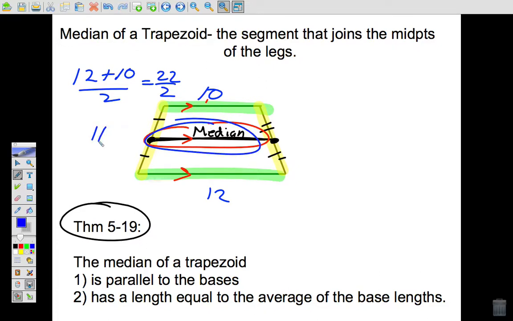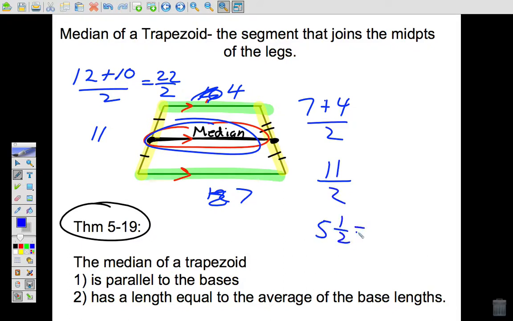Now, certainly there's times where you're going to get decimals. Say you had a length of 7, and say you had a length of 4. Well, 7 plus 4 divided by 2. So I'd have 11 divided by 2. I'd have 5.5 for the length of the median. And that's all that we have in this section. And the focus of this section is called trapezoids.